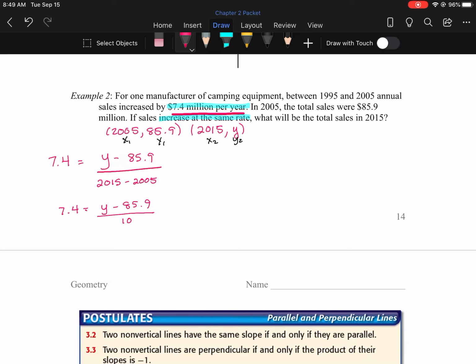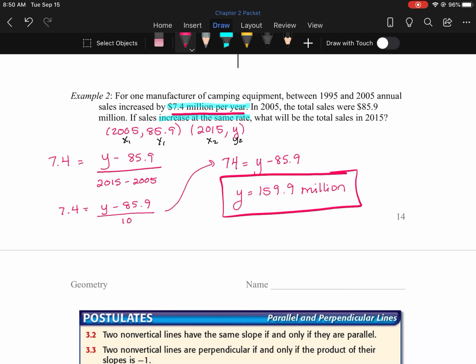If I multiply both sides by 10, I get 74 equals y minus 85.9. If I add 85.9 to both sides, we get y is 159.9 million. Okay, now there are some other ways to do it that are sort of more common sense, but this is the more mathematical approach to it. So if you are interested in those other ways, just shoot me a message and I would be happy to explain those methods to you.